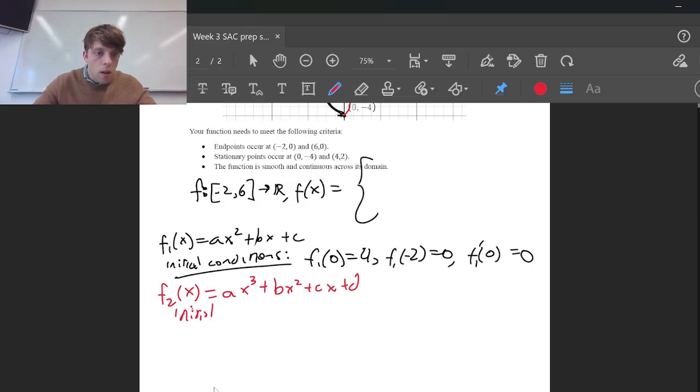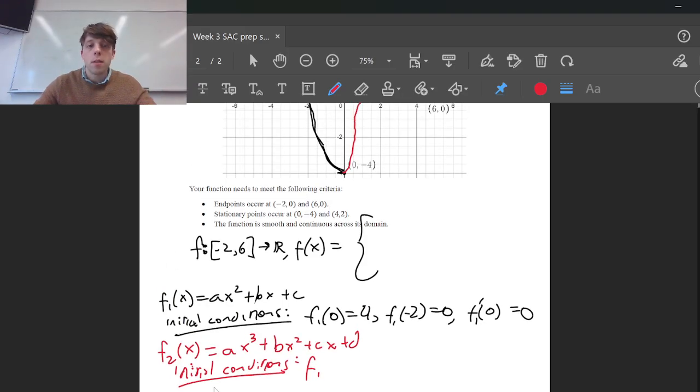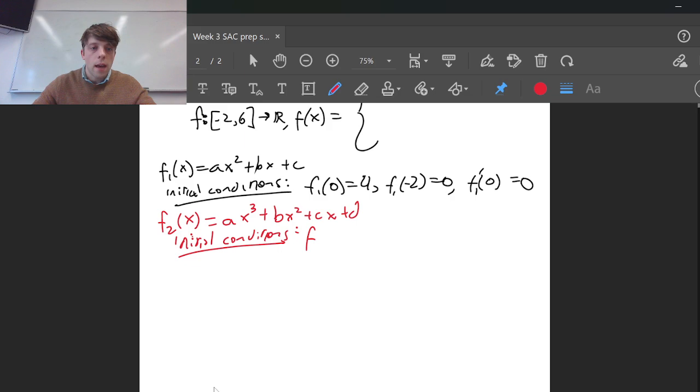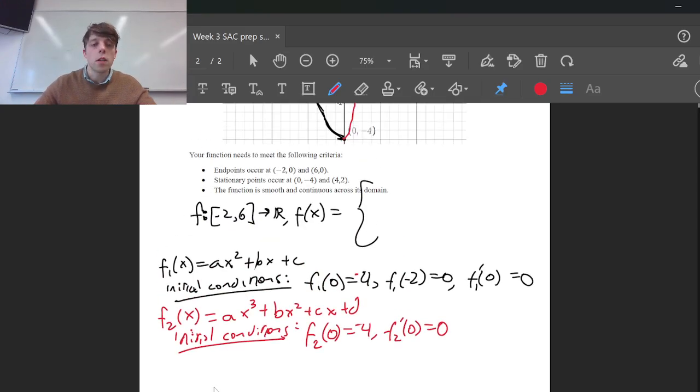There we go. Initial conditions, what are they here? Well, that point lies on the curve, so (0, -4). So we have that f2 of 0 is equal to -4. I think that should have been a negative sign there, right? And similarly, the derivative at 0 is equal to 0 because that is a minimum for this function as well.